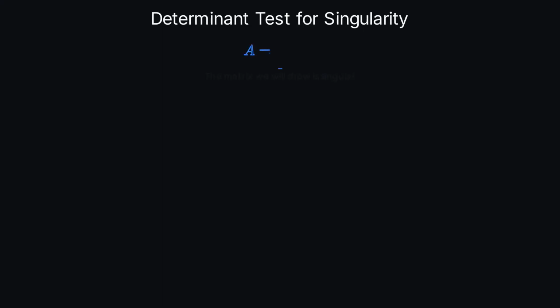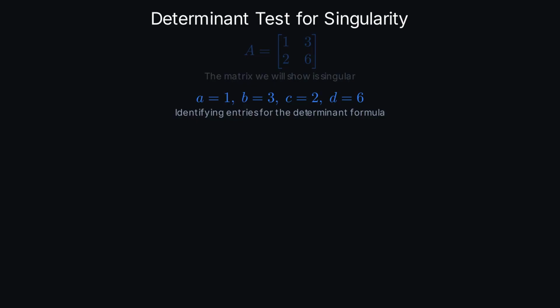Now consider the matrix A with entries 1 and 3 in the first row and 2 and 6 in the second row. This matrix is singular. It has no inverse. We'll prove this 3 different ways.